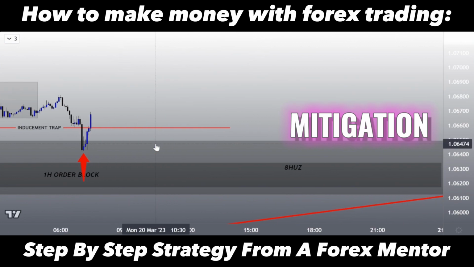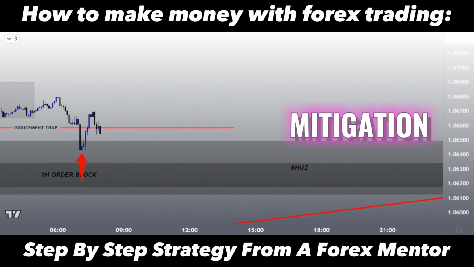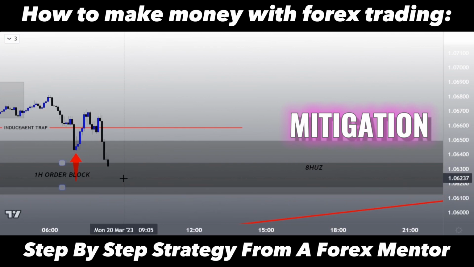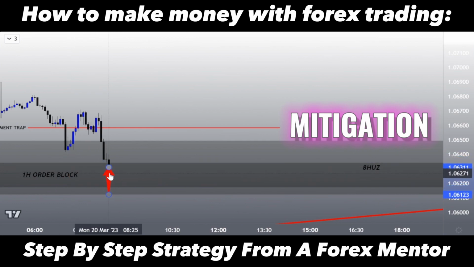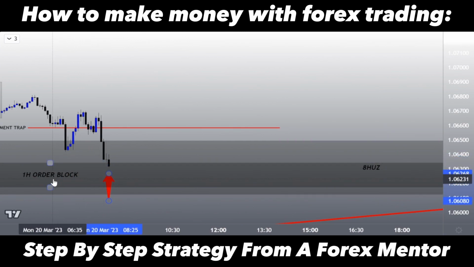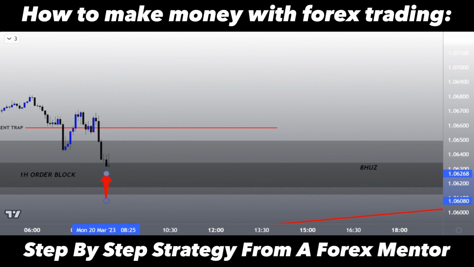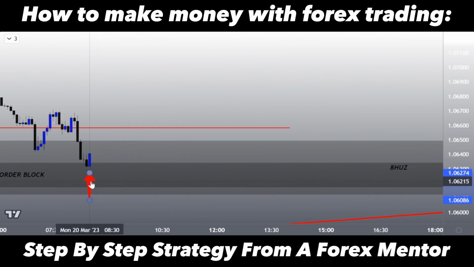Let's continue. So what are we going to do? We are now going to wait for the price to reach our actual order block. There we go. Price has finally closed inside our 1H order block. Now, all we are waiting for is a 5-minute engulfing.